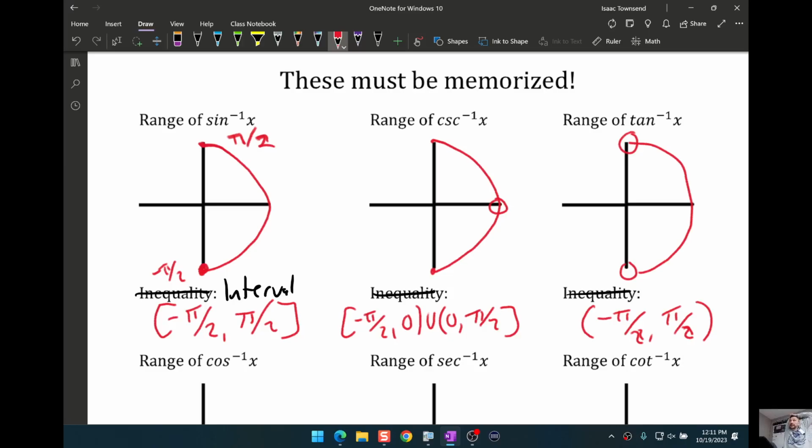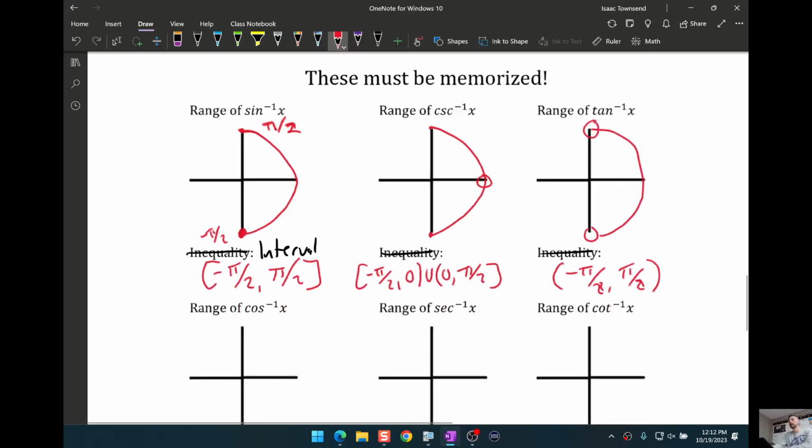So I'm not saying anything different than what we did on the last 2 pages. I'm just summarizing it in a much more concise way. These 3 all use quadrants 1 and 4. Inverse sine, his reciprocal has a hole in the middle, and inverse tangent has holes at the endpoints.